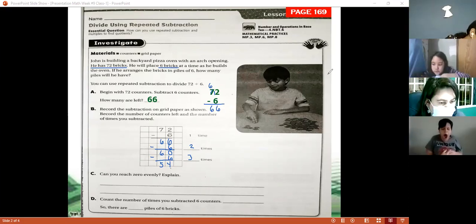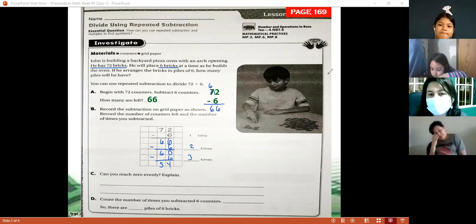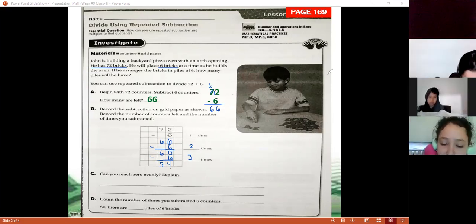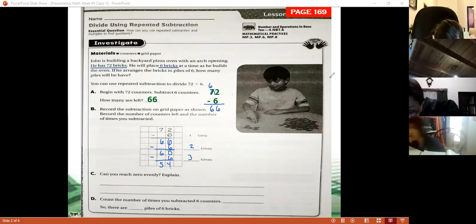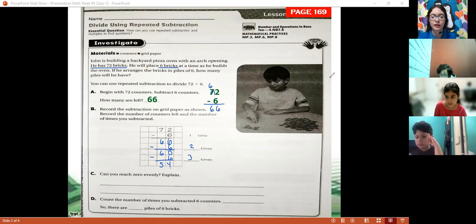We can continue subtracting 54 minus 6. So we can subtract as many times as it's possible, and all the time we're going to subtract 6. Can we reach 0? The question of letter C says, can you reach 0 evenly? Do you think that if we continue subtracting 54 minus 6, and then the answer of that, we can get 0 as the answer, class? Do you think that we can get 0?